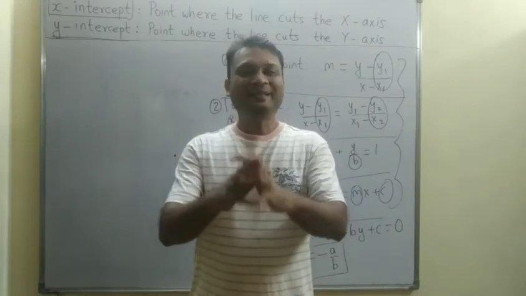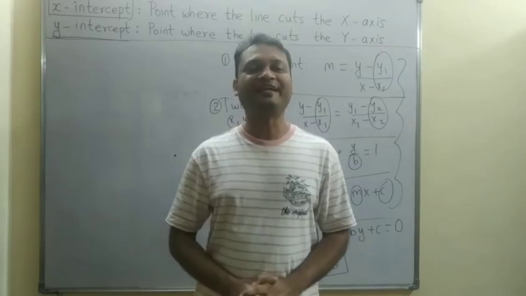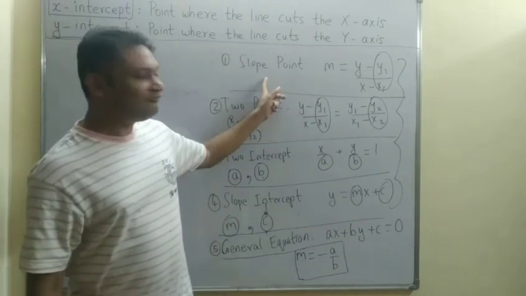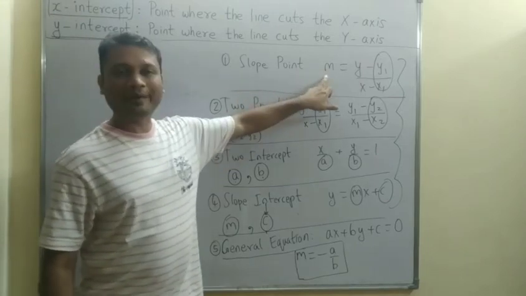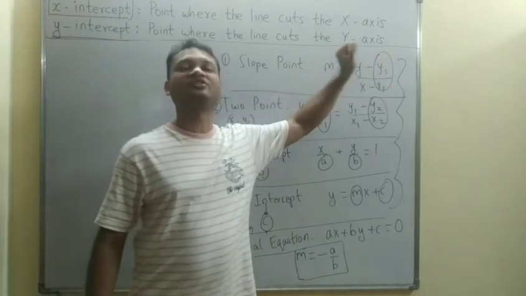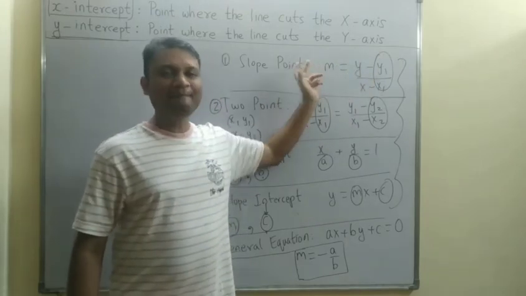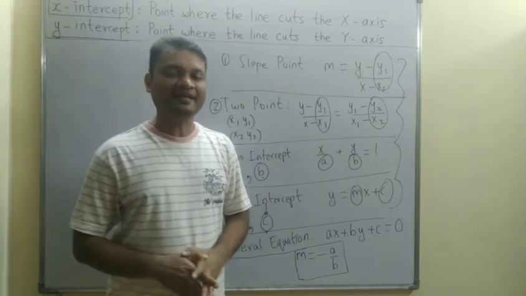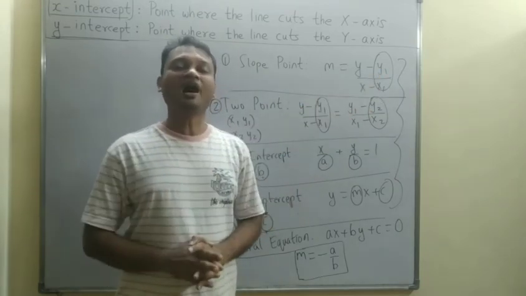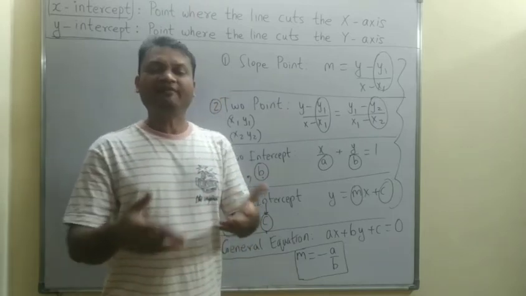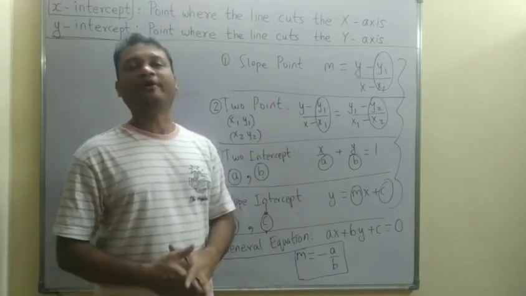Welcome back, dosto. In the previous section, we studied various forms of equation of straight line. The first form which we studied is slope point form, which is slope m is equal to y minus y1 upon x minus x1. Here m is the slope of the given line and x1 y1 is the fixed point on the given line. Then we studied our next form of equation of straight line, which is 2-point form.